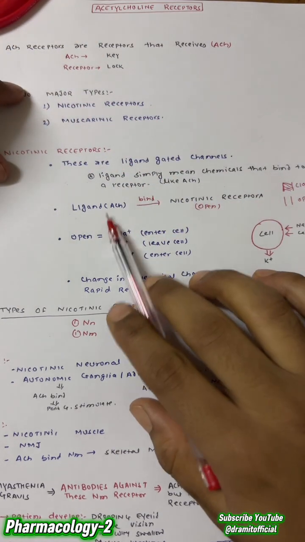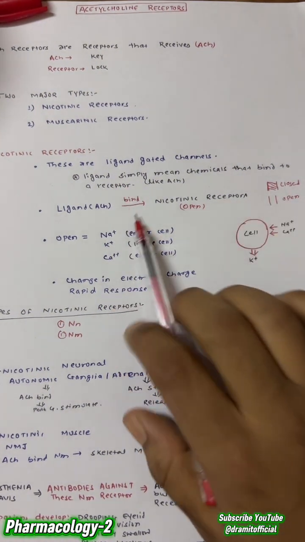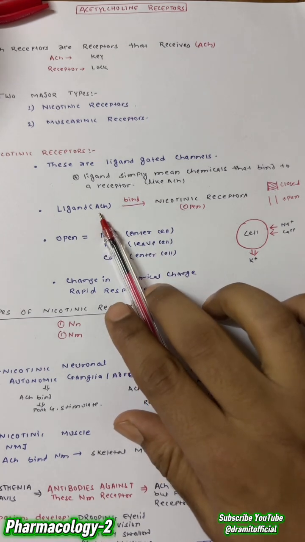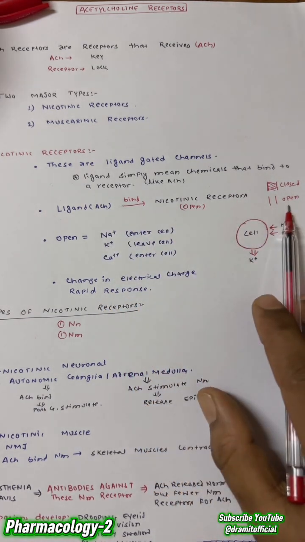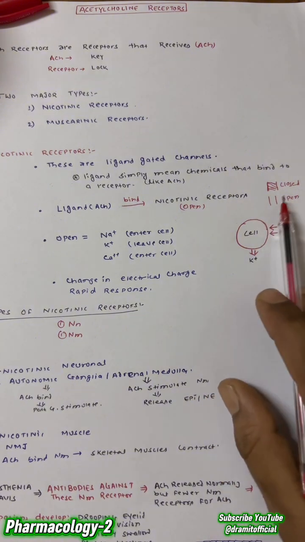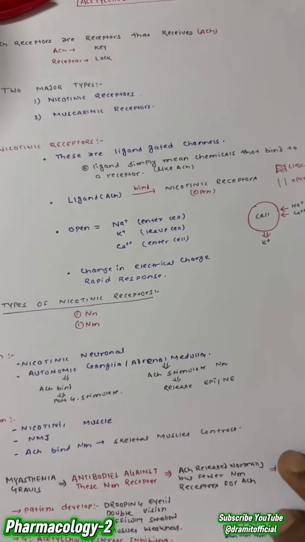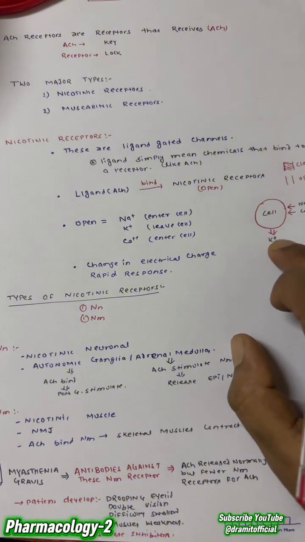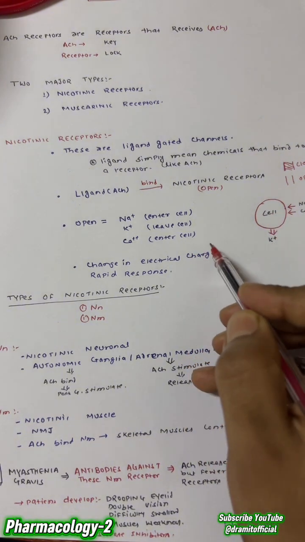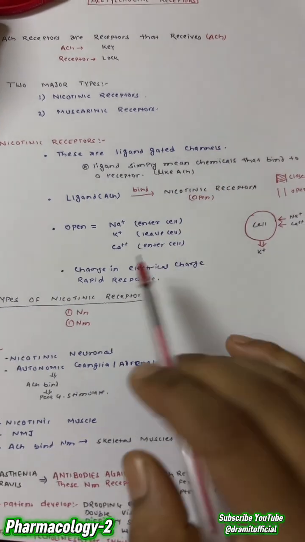Whenever a ligand attaches to the nicotinic receptor, the door will open. Normally, when the nicotinic receptor is not attached to the ligand ACh, the door is closed. But when ACh binds to the nicotinic receptor, the door opens. Then sodium and calcium will enter the cell, and potassium will leave the cell. Due to this, more positive charge is entering and less positive charge is coming out of the cell. This changes the electrical charge, and the cell will start a rapid response.